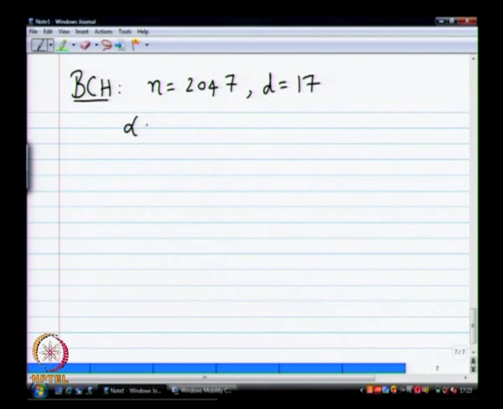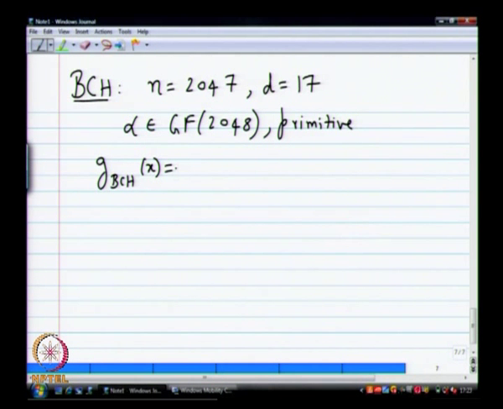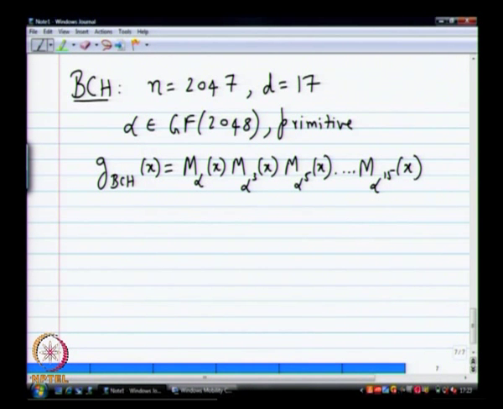So you have to have an alpha in GF2048 which is primitive. And then what will happen to my g_BCH(x)? The roots are alpha, alpha squared, all the way to alpha power 16. So my g_BCH will be the product of the minimal polynomials of alpha, alpha power 3, alpha power 5, and so on till alpha power 15, assuming all of them are distinct. Believe me, they are distinct.